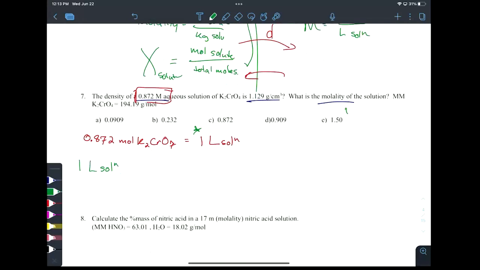So let's remind ourselves also what molality is. It's moles of solute, so this is the potassium chromate, over kilograms of solvent, so that's water. If I start with 1 liter of solution, how many moles of solute do I have? 0.872, so I already have the numerator, yay. That's why I like to make it easy for myself. That goes in my numerator, but it's the bottom that I need to figure out now. So I'm going to start with a liter of solution and use that density that's given. So how do I do this?